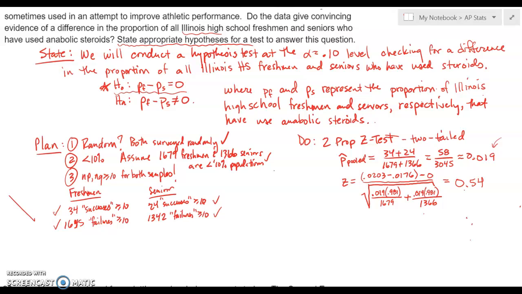0.54. So hopefully you recognize that that's not a very large z-score, not very high z-score. So you should have an idea of what your test is going to come out to be at this point. But let's go ahead and run the test anyway.